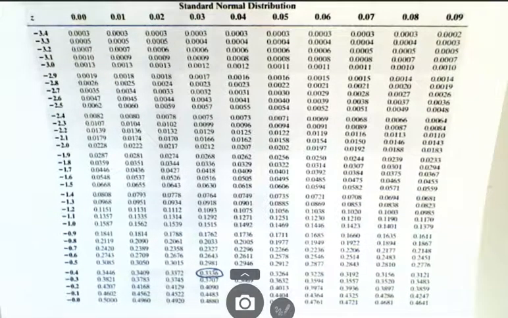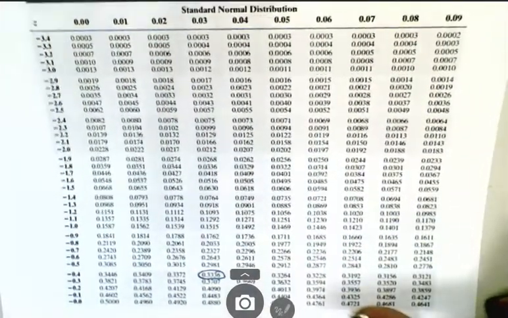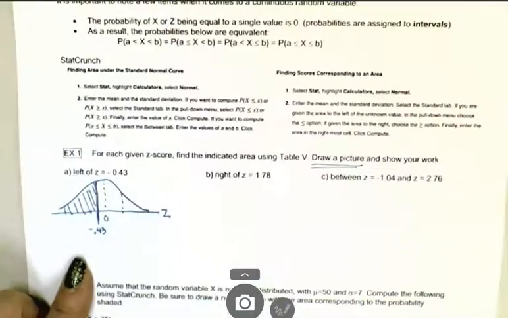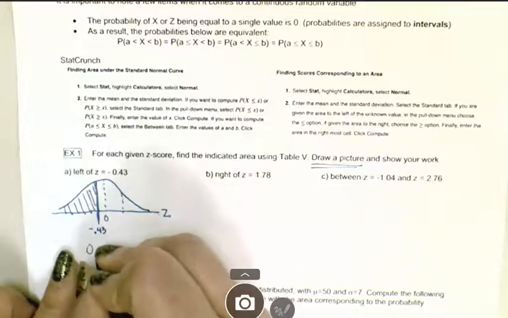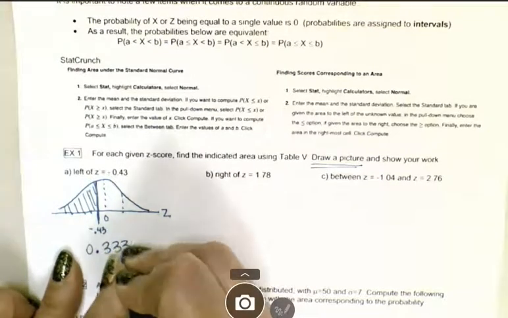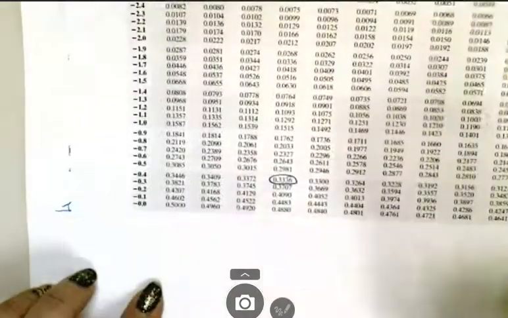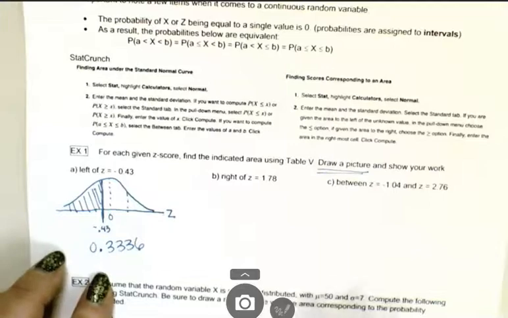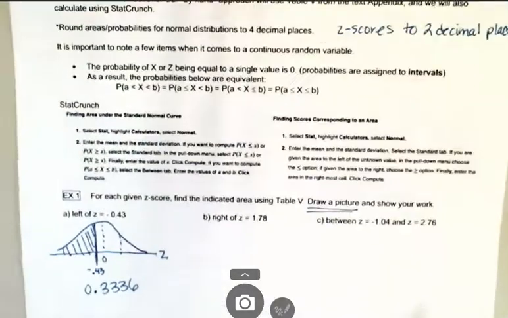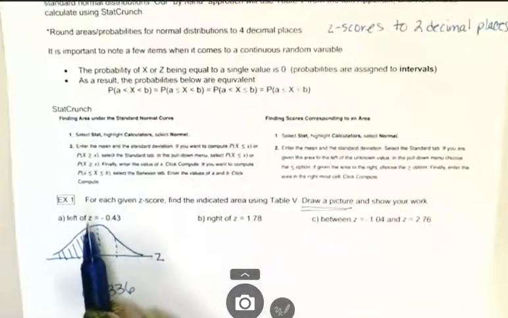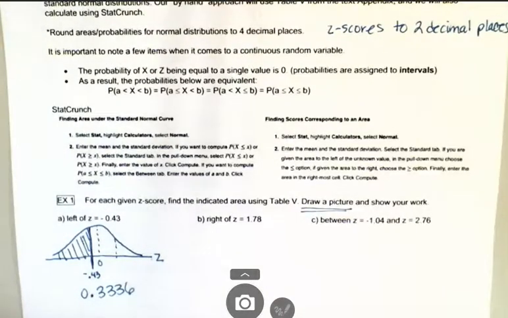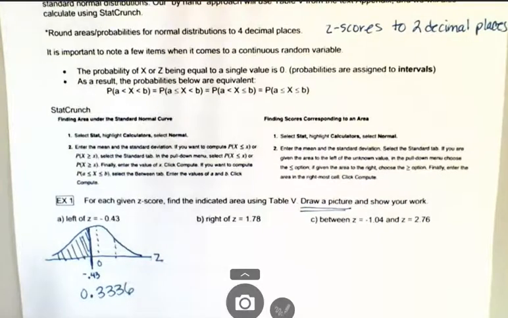I have shown my work over here by drawing my picture, and I write out the area 0.3336 because we do round to 4 decimal places, and that's the value that the table gives me. So it's pretty easy when you're asked for an area on the left. More difficult when you're asked for areas that are not to the left of the value.